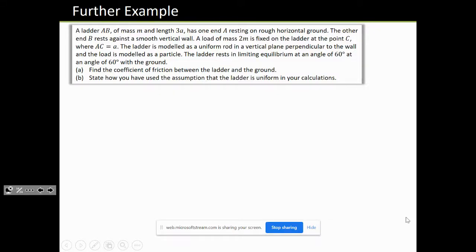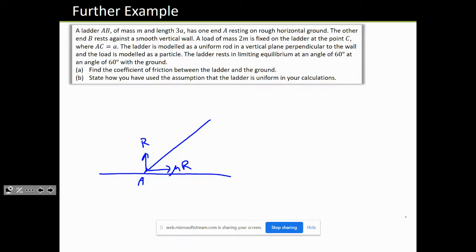So a ladder AB of mass M and length 3A has one end A resting on rough horizontal ground. So here's my rough horizontal ground. Here's the ladder. That's A. The ladder is resting on that horizontal ground. It's rough. So here's my normal reaction, I'll call it R. And my friction would go this way. So mu R.